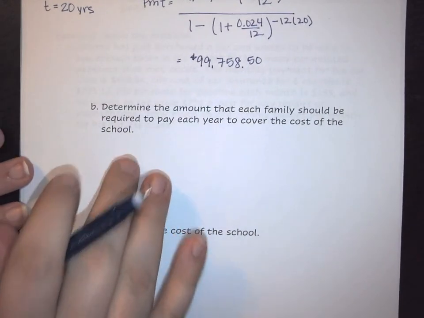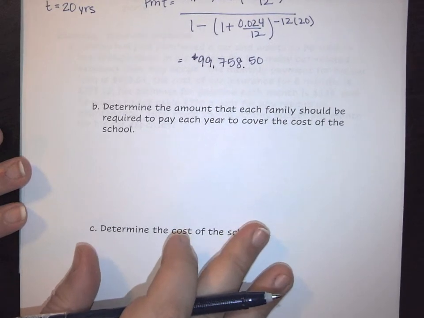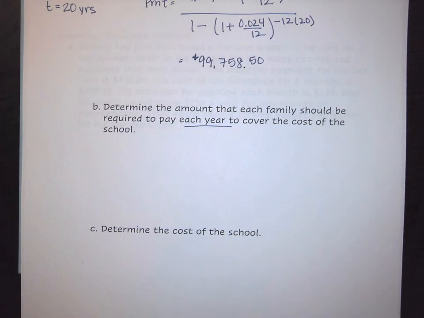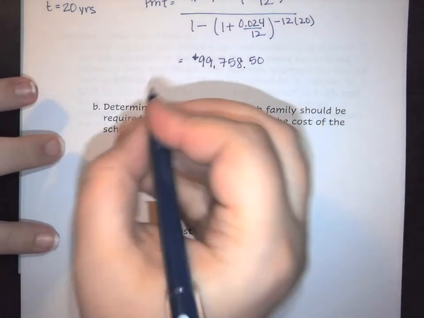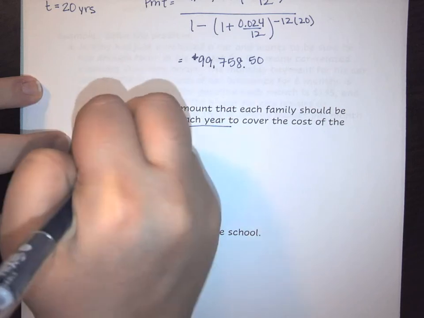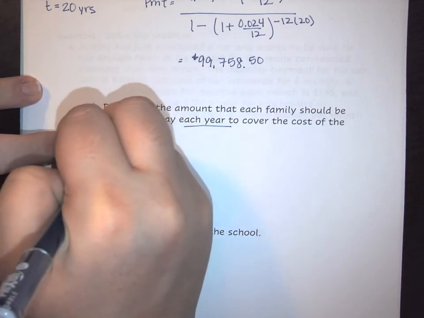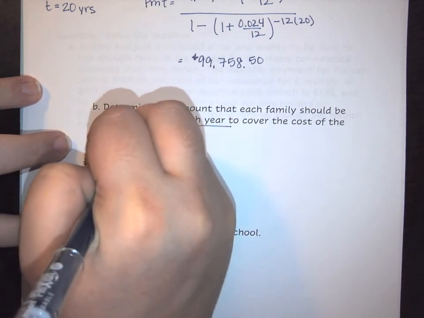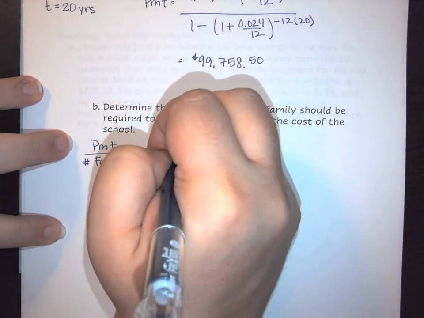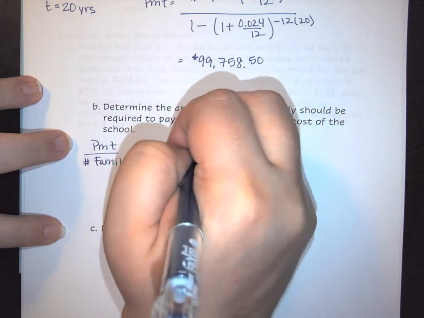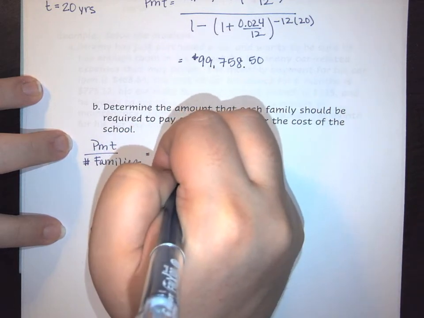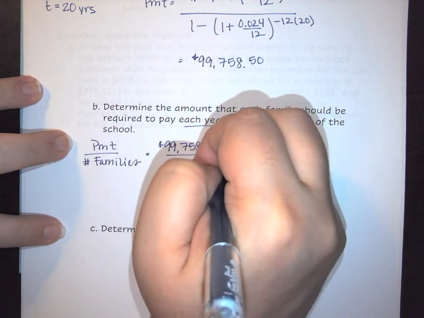Now the second part wants to determine what each family is required to pay over each year to cover the cost. So the first thing you're going to do is take your payment and divide it by the number of families. In this case, the monthly payment is $99,758.50, and we have 15,000 families.